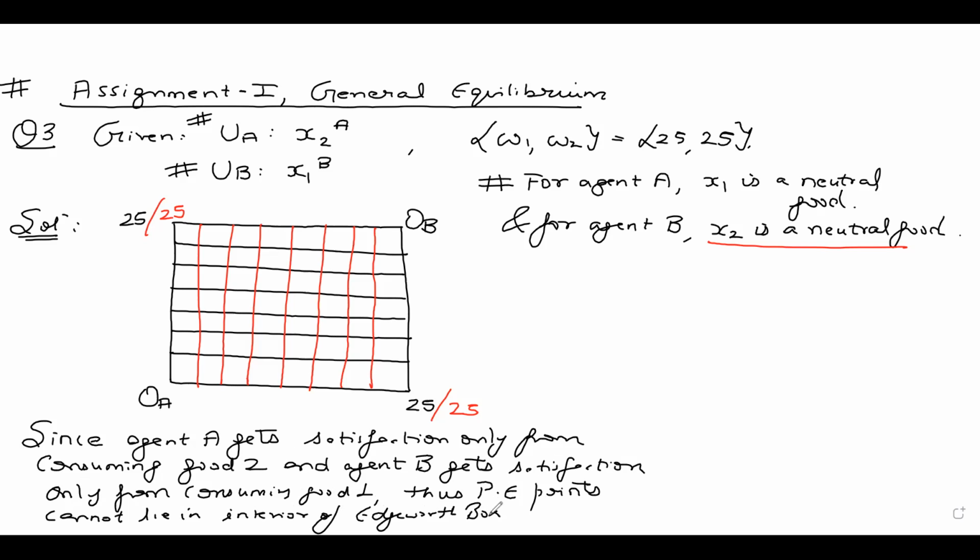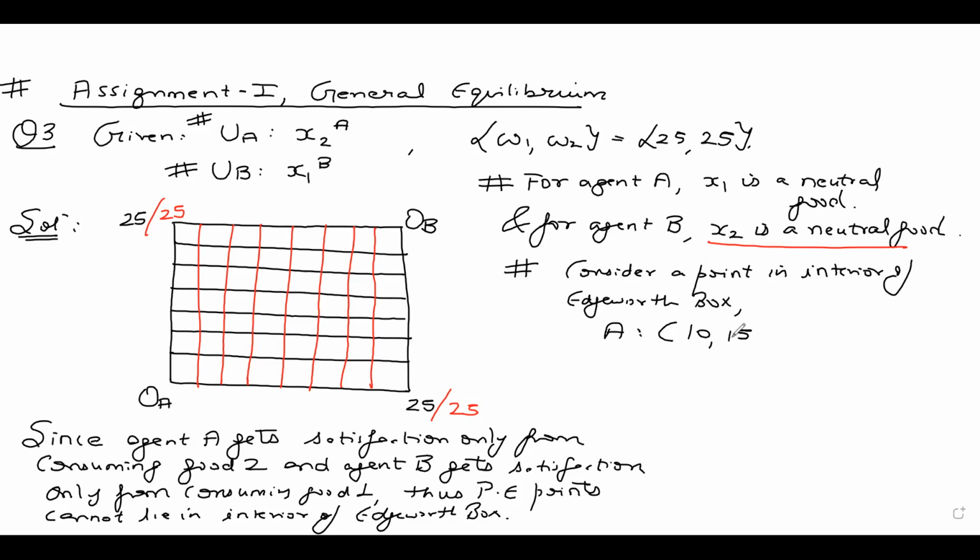We can even take a point and show this. Consider a point in the interior of the Edgeworth box. Suppose I say that A has, let's say, 10, 15 hypothetically, and how much will B have? The total should be 25, 25, so B will have 15, 10. The utility which A gets from his own bundle is X2A, that means only good 2. The utility which B gets is only from good 1.